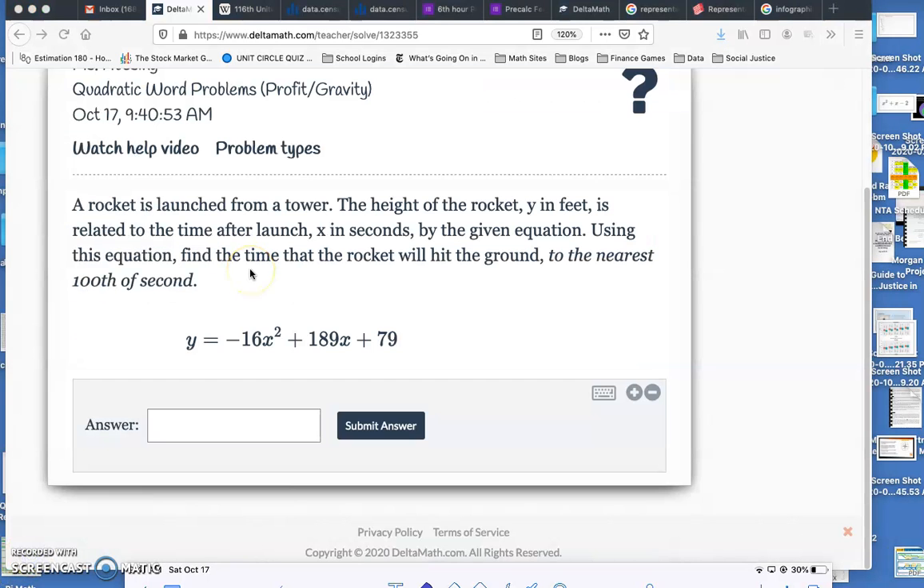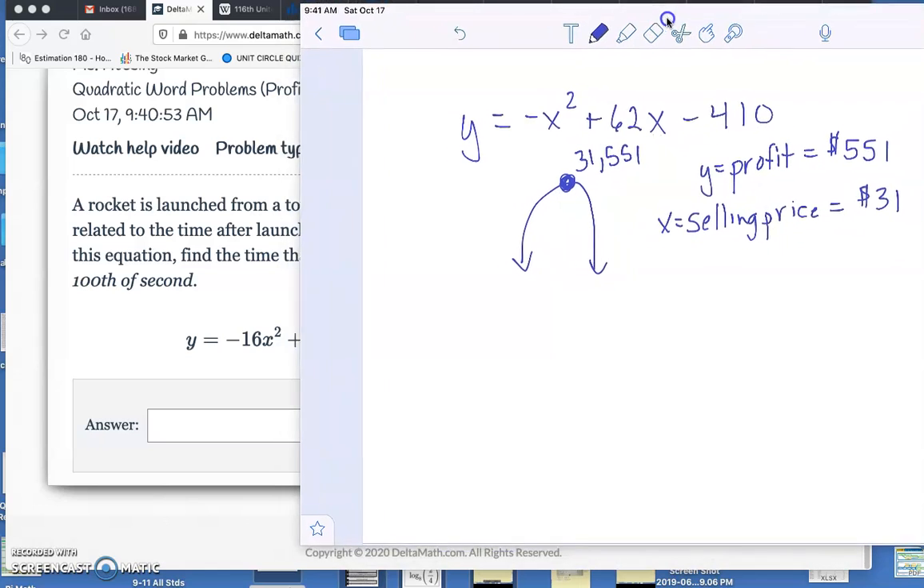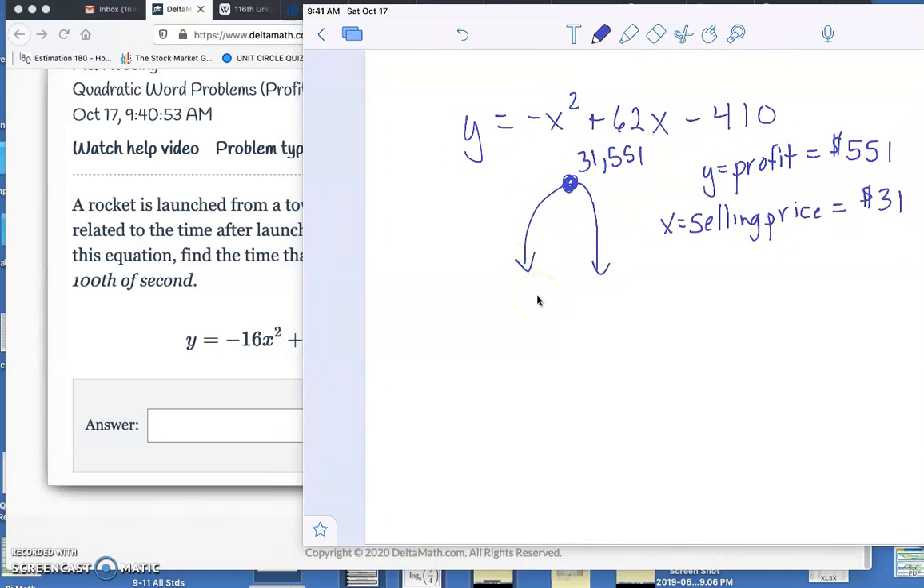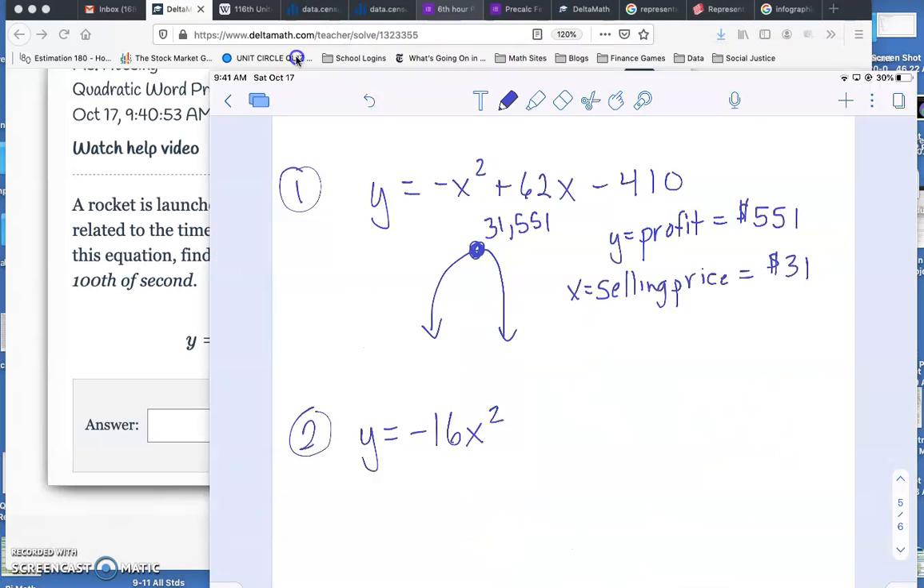We're going to take a look at one more. A rocket is launched from a tower. The height of the rocket, Y, is related to the time after launch, X in seconds, by the given equation. Using the equation, find the time the rocket takes to hit the ground. So this was our first word problem. Our second one, we have the equation Y equals negative 16x squared plus 189x.